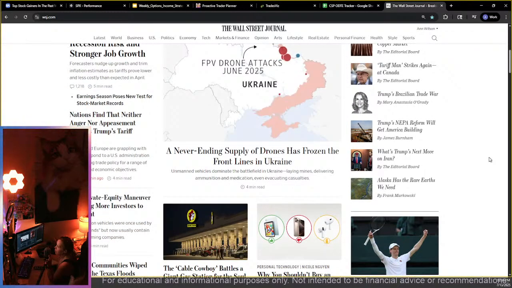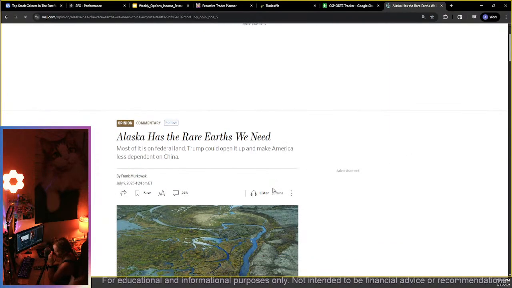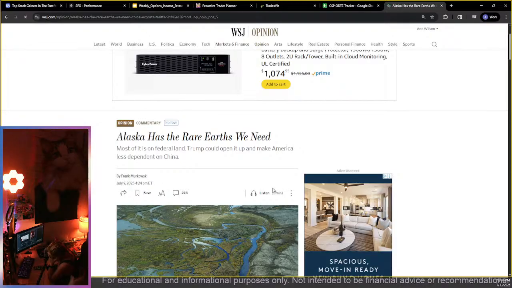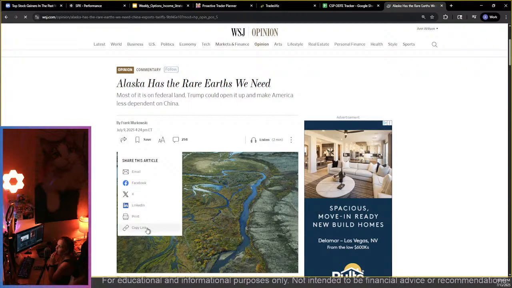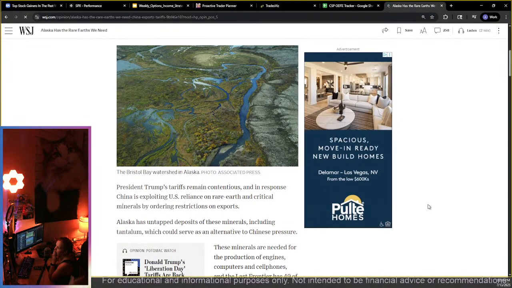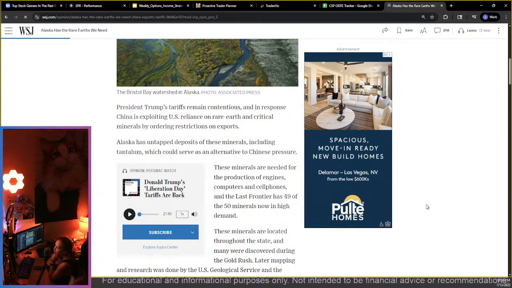I don't even want to read the article. Oh, wow. Alaska has the rare earths we need. Oh, no. That's not what you want to hear. Remain contentious in response to China's exploiting. Alaska has untapped, which can serve as an alternative to Chinese pressure.